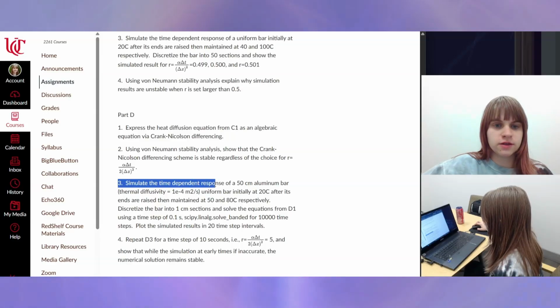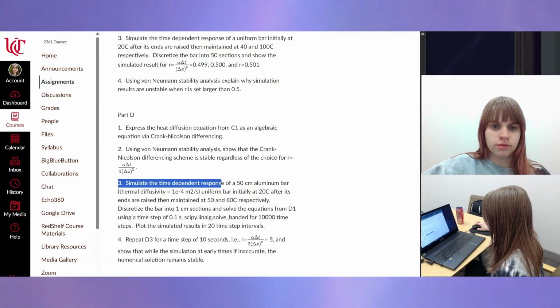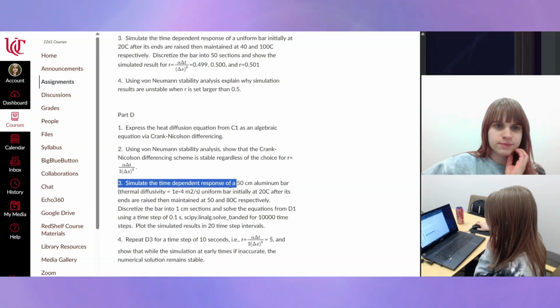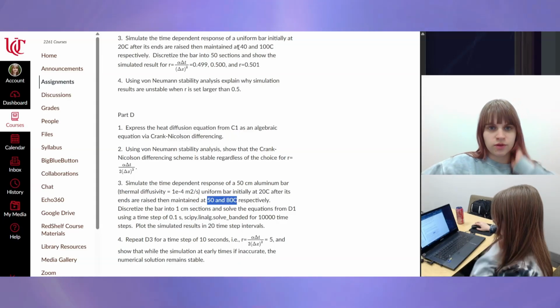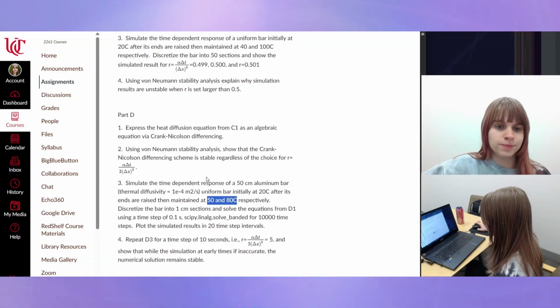We're going to simulate similar to what we did in part C, but we've clarified a few more values and specified some other things. So the bar is 50 centimeters long. The thermal diffusivity and the time step are given to us, so we are not setting that ourselves. Last time we just chose a value of r. And this is, again, a uniform bar, initially at 20 degrees Celsius, and then its ends are raised and maintained to 50 and 80 degrees Celsius. Note that that is different than what we did in part C.